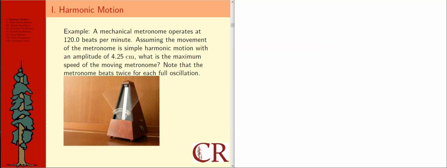So that's interesting information because when we look at that 120 beats per minute, two of those beats constitute an oscillation. So that's really 60 oscillations per minute. That's one oscillation per second. So I'm going to interpret that as a frequency of 1 hertz.